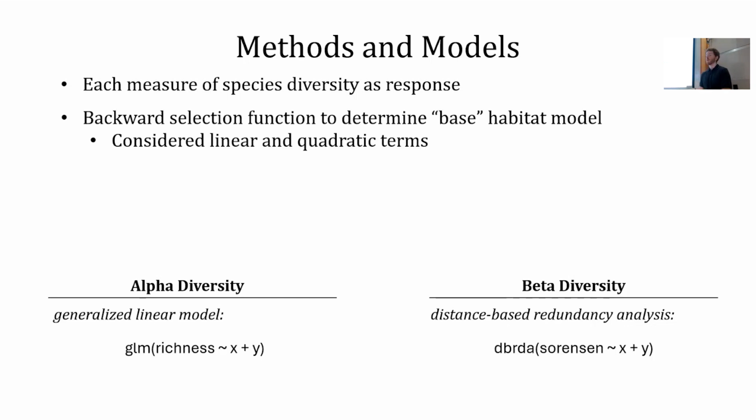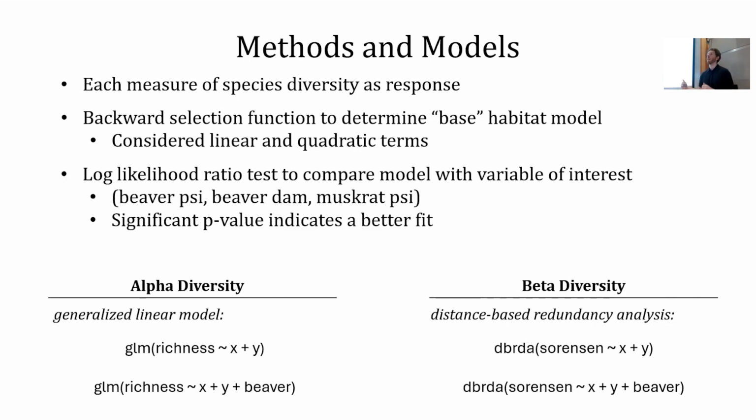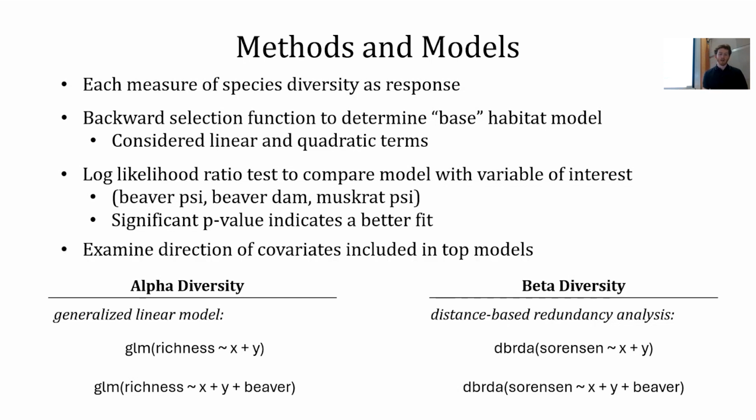I then did a backward selection function to determine a base habitat model using those covariates that I mentioned earlier, considering different linear and quadratic terms. And then I took that base model and added in whatever variable of interest. So in this case, beaver occupancy, muskrat occupancy, or the presence of a beaver dam, and then performed a log likelihood ratio test to determine if that more complex model was a better fit. And that would be indicated by a significant p-value. And then I took a top model from each of those measures of species diversity and looked at the direction of influence that those covariates were having.